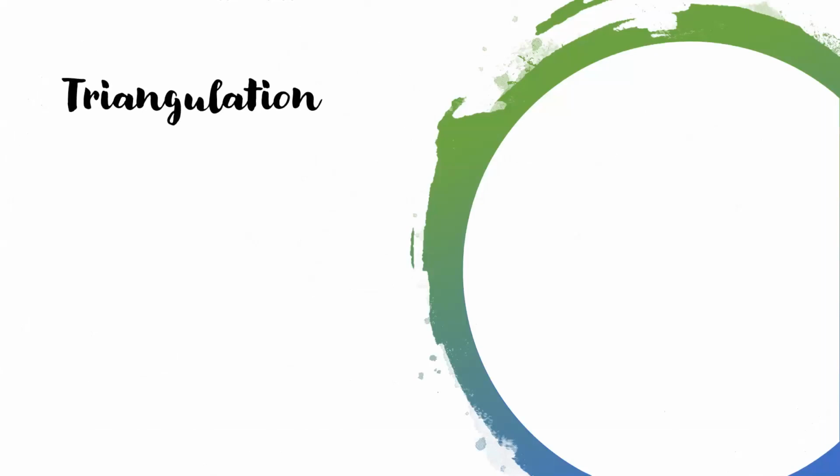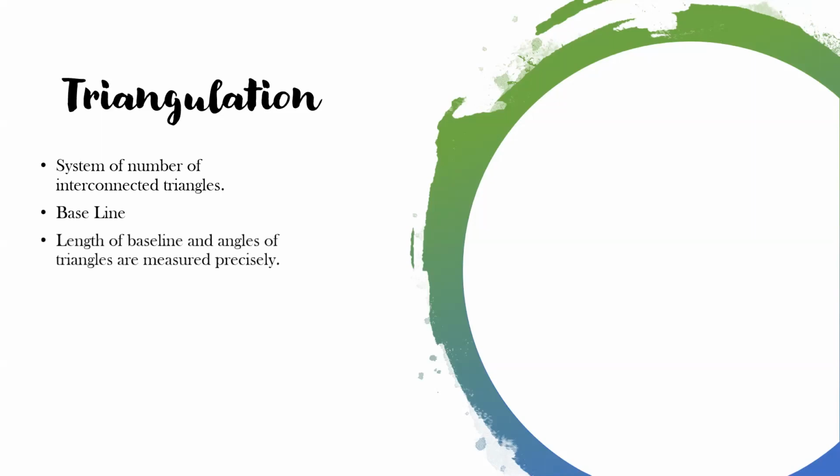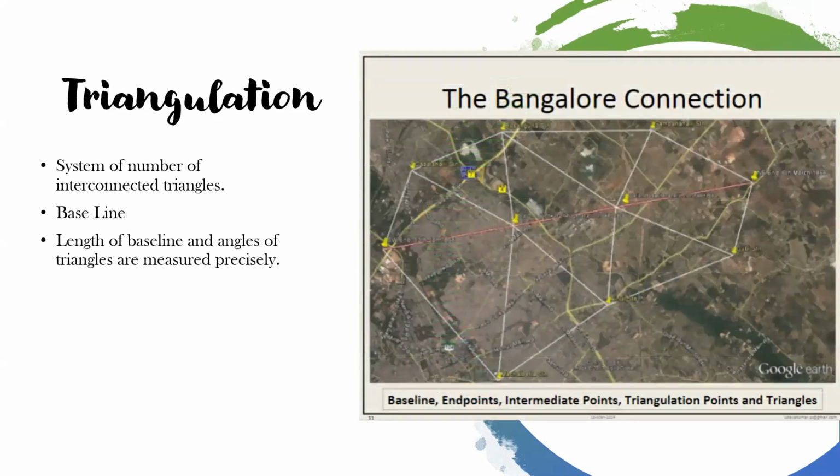Now, what is triangulation? We have something called triangulation, which is a part of geodetic survey. In triangulation, it is a system of a number of interconnected triangles in which we have something called a baseline, and the length of the baseline will be measured, and we have a number of angles which we will be measuring in triangulation. Here is a rough sketch to give you a brief idea of how a geodetic survey or a triangulation runs. Here we can see there are n number of interconnected triangles.